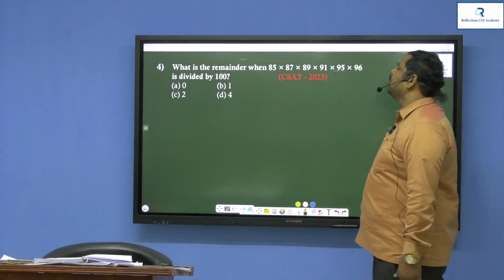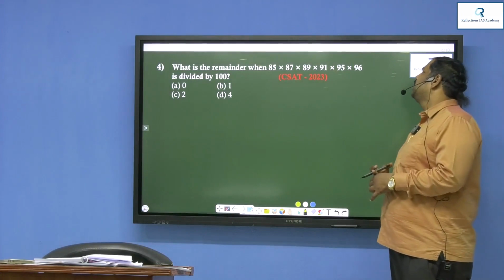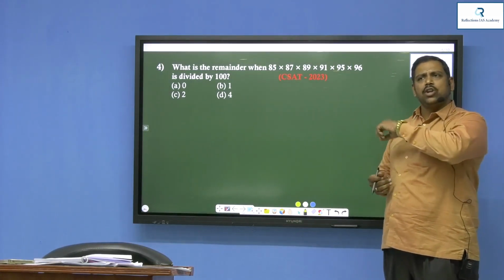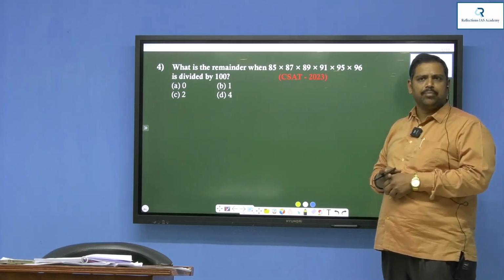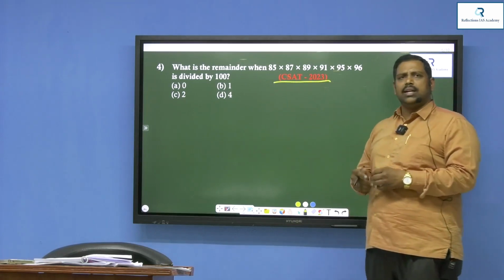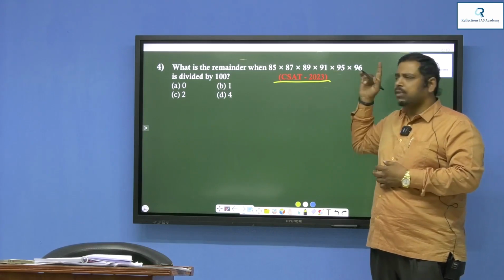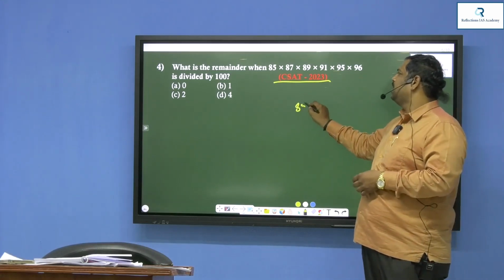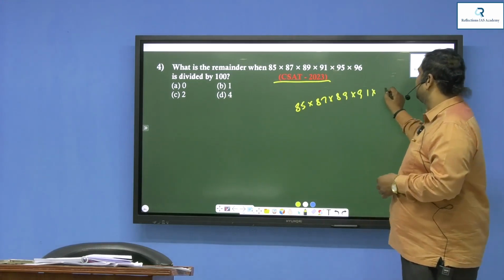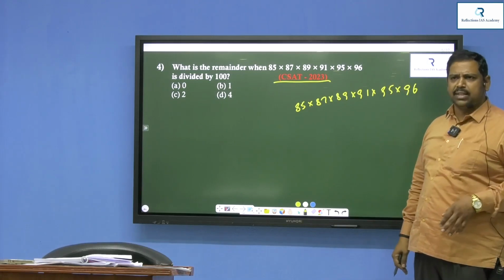Come on. What is the remainder when 85, 87, 89, 91, 95, 96 are multiplied and divided by 100? This type of question I already discussed with you earlier. You can do it in two ways. This is a CSAT 2023 question. In CSAT 2023 there are some easy questions, and this is one among them. Suppose I go in a conventional manner: 85 into 87 into 89 into 91 into 95 into 96. I am not going with any logical answers, blindly I am going with the remainders concept.